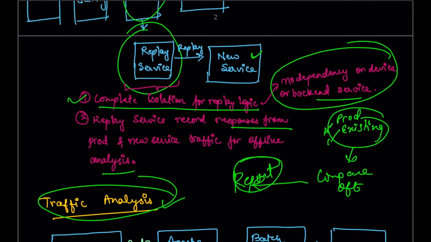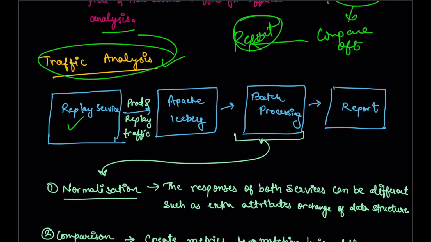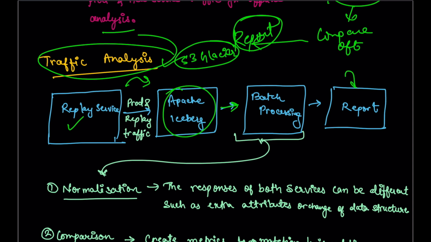Once you have gathered the responses in the replay service, what do you do about it? So this is a replay service, port and replay traffic. All the responses which are captured are sent to Apache Iceberg. This is similar to S3 Glacier, which is a low cost storage solution, where you store your data, and further it is analyzed by doing batch processing, and finally a report is generated.